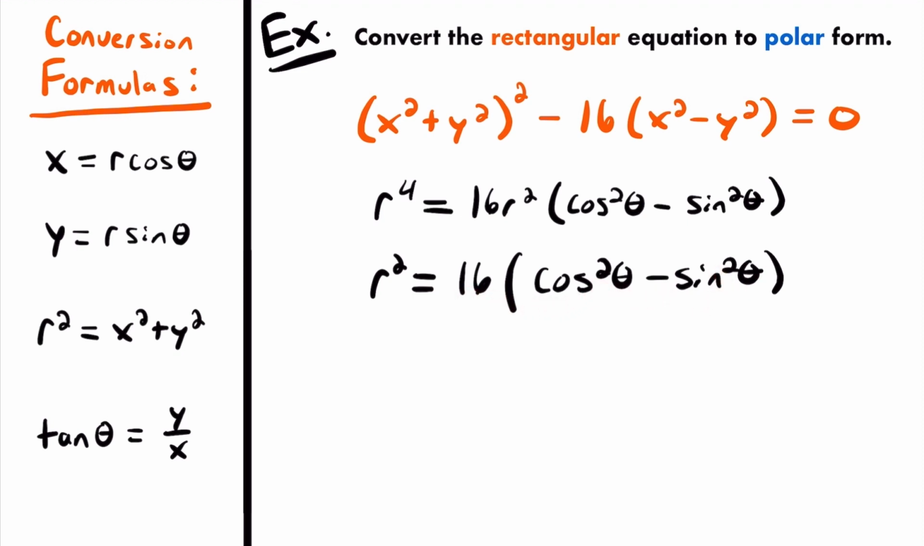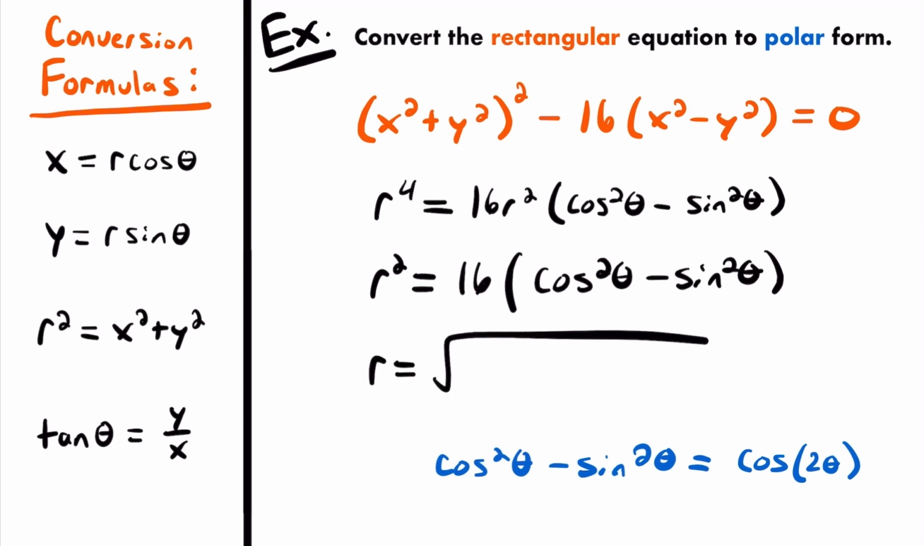All right, now at this point, you could solve for r by taking the square root of both sides, but before we do that, we can simplify this expression further by using a trig identity. Specifically, there's a trig identity for cosine squared theta minus sine squared theta. We know that cosine squared theta minus sine squared theta is equal to cosine of 2 theta. That's one of our double angle identities for cosine. So we can replace cosine squared theta minus sine squared theta with cosine of 2 theta. And so if we do that and take the square root of both sides at the same time, we'll have that r is equal to the square root of 16 times cosine of 2 theta.